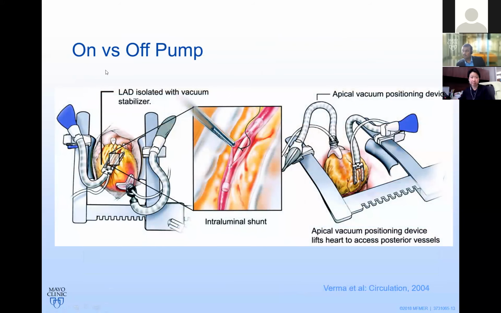In terms of CABG, what we look at, therefore, is what are the options? The more recent is the off-pump. What we do there is we essentially stabilize a portion of the myocardium with a stabilizer, open the coronary artery, put in a shunt across it to allow the blood flow to continue, and then bypass this after sewing the graft to it.